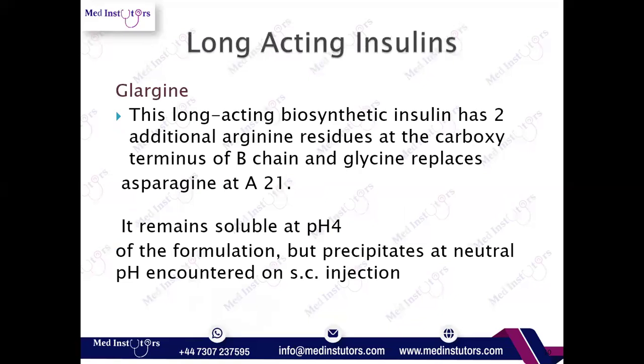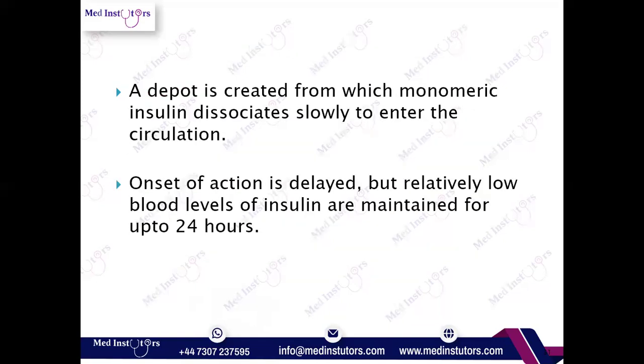This long-acting biosynthetic insulin has two additional arginine residues at the carboxy terminus of the B chain, and glycine replaces asparagine at A21. The classic feature you should capture from the slide is the pH. It remains soluble at acidic pH, but precipitates at neutral pH on subcutaneous injection. So remember this point, very important about Glargine, which is a long-acting insulin. It remains soluble at pH 4 of the formulation, but precipitates at neutral pH on subcutaneous injection.